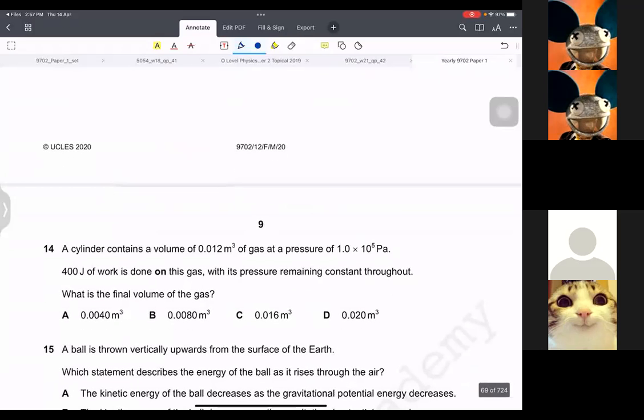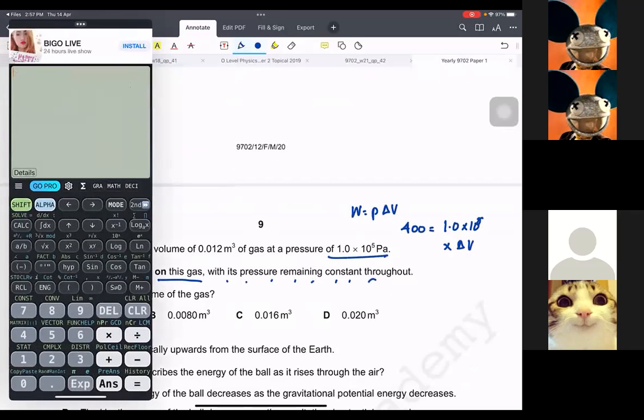A cylinder contains a volume of this and pressure of this. 400 joules of work is done on this gas with its pressure remaining constant throughout. What is the final volume? So we know work done is pressure times change in volume. Work done is 400. Pressure is 1.0 times 10 raised to 5. And we have to find change in volume. 400 divided by 10 raised to power 5 is 0.004 centimeter cube as change in volume.